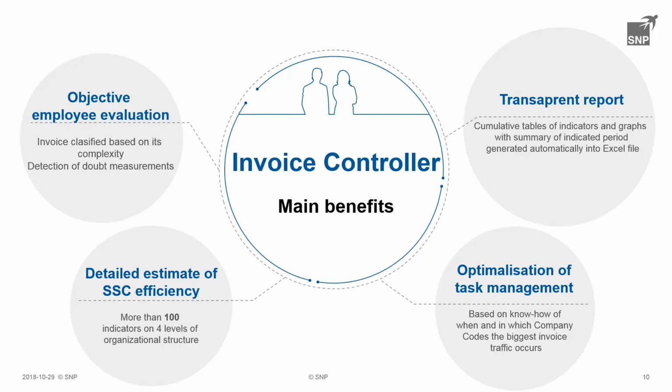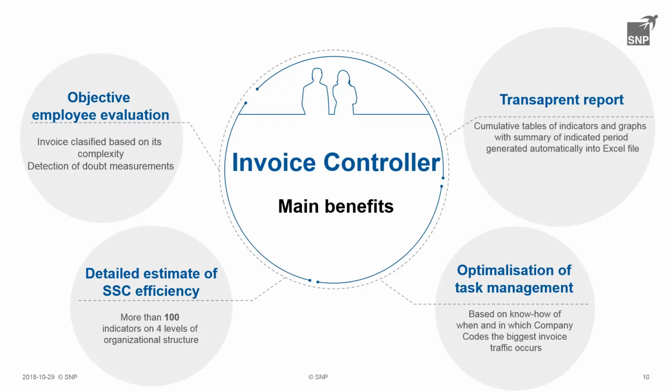Additionally, employees' efficiency estimate is objective. Thanks to Invoice Controller solution, it is possible to classify invoices based on their complexity. For example, Invoice Controller distinguishes credit memos, standard invoices, invoices with default currency, invoices with foreign currency, or invoices with various tax values on invoices items. Also, Invoice Controller is able to detect unusual measurements, so it could be possible to reject records for which time, defined in minutes per company code, is exceeded.